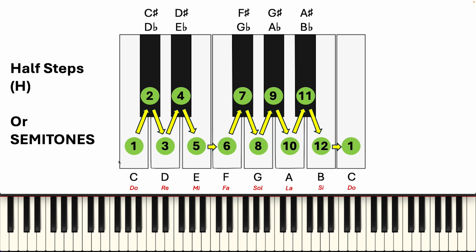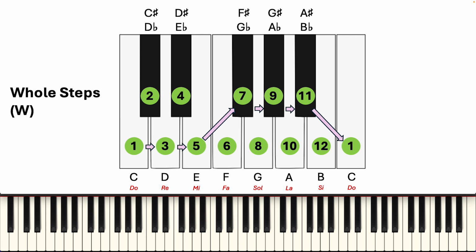So between C and C sharp, it's a half step, then C sharp to D half step, half step, half step. So all those 12 in sequence are one half step away from each other, or one semitone away from each other. So that was the half step.